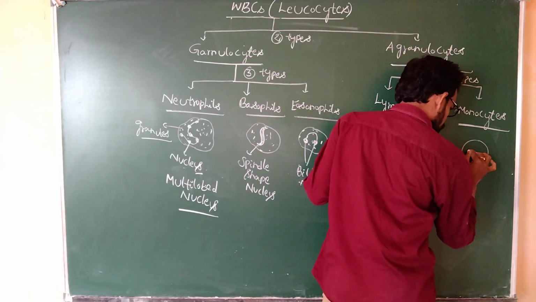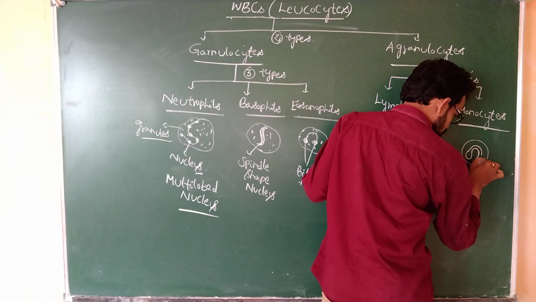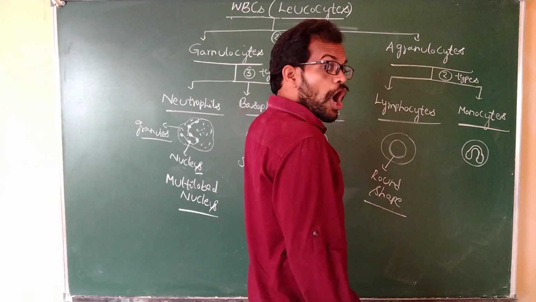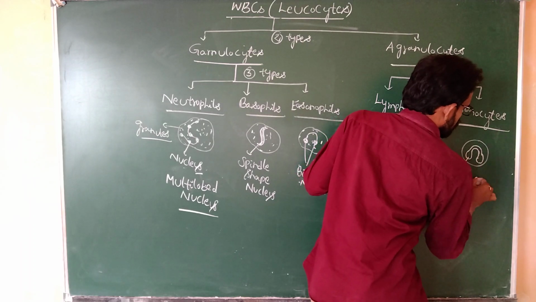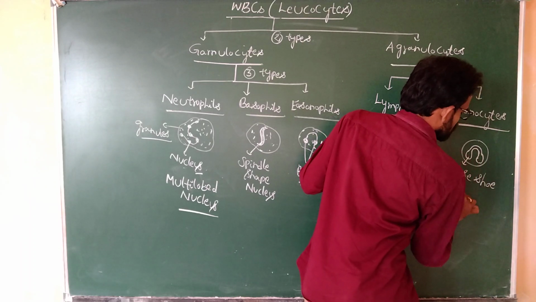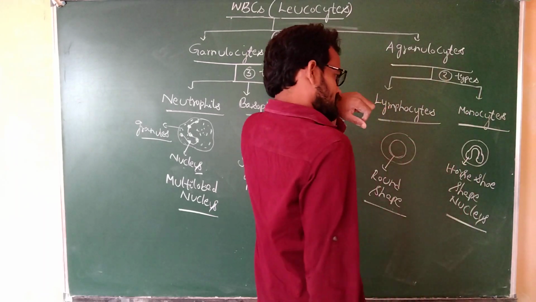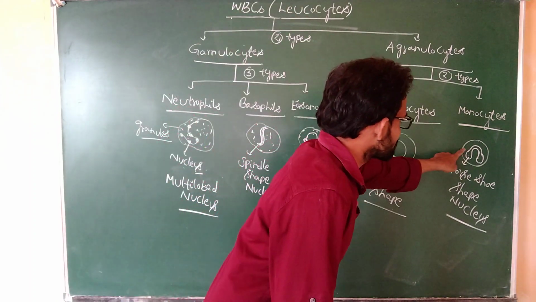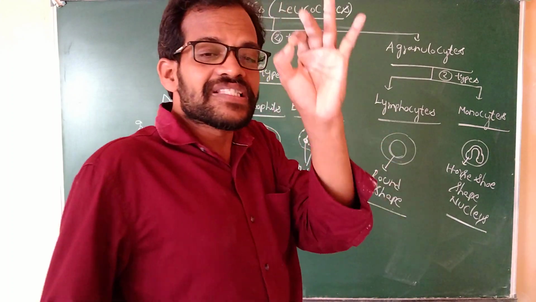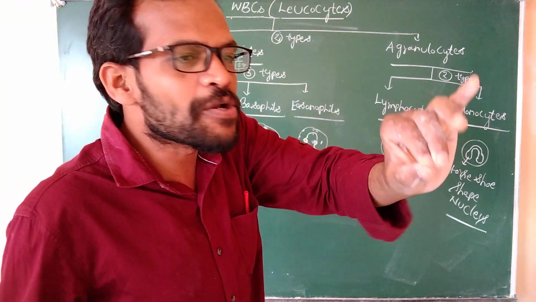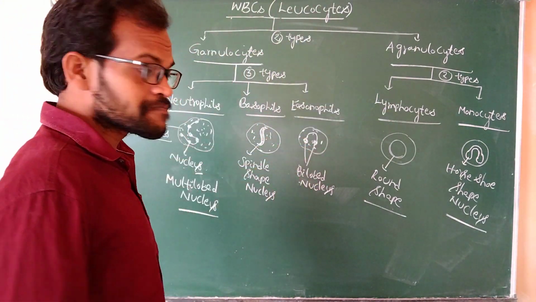Monocytes have a horseshoe-shaped or kidney-shaped nucleus. But in the cytoplasm, there are no granules. That's why they are called agranulocytes: the granules or proteins are absent in the cytoplasm. But granulocytes means the granules are present.